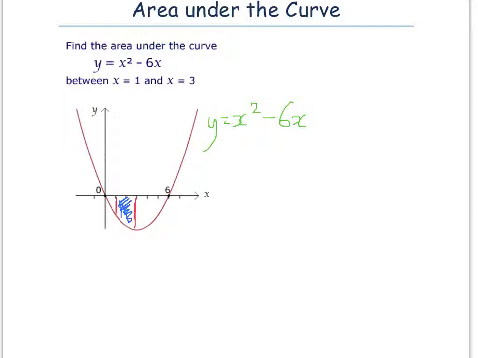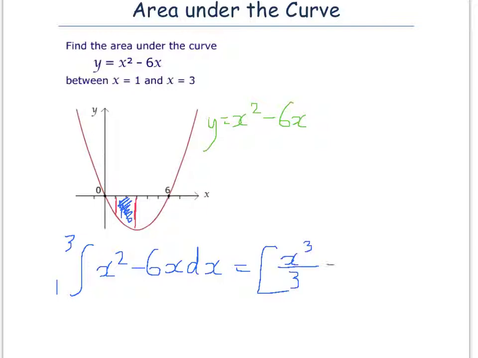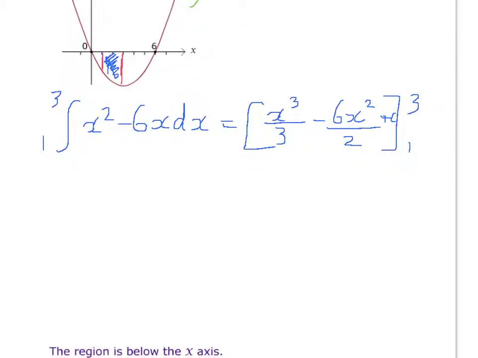So remember, to do this we're going to use integration, and then we're going to sub in the value of 3 and the value of 1. So we're going to integrate between 3 and 1, x squared minus 6x dx, which is equal to x cubed over 3 minus 6x squared over 2, and we're doing this between 3 and 1. So, mustn't forget my plus c. So let's sub in the values then.